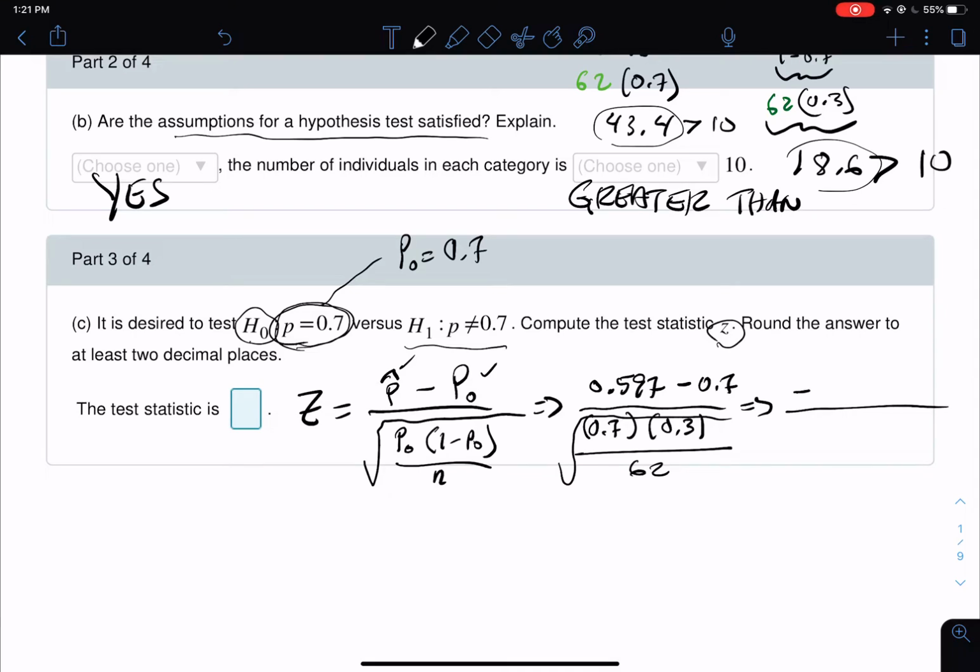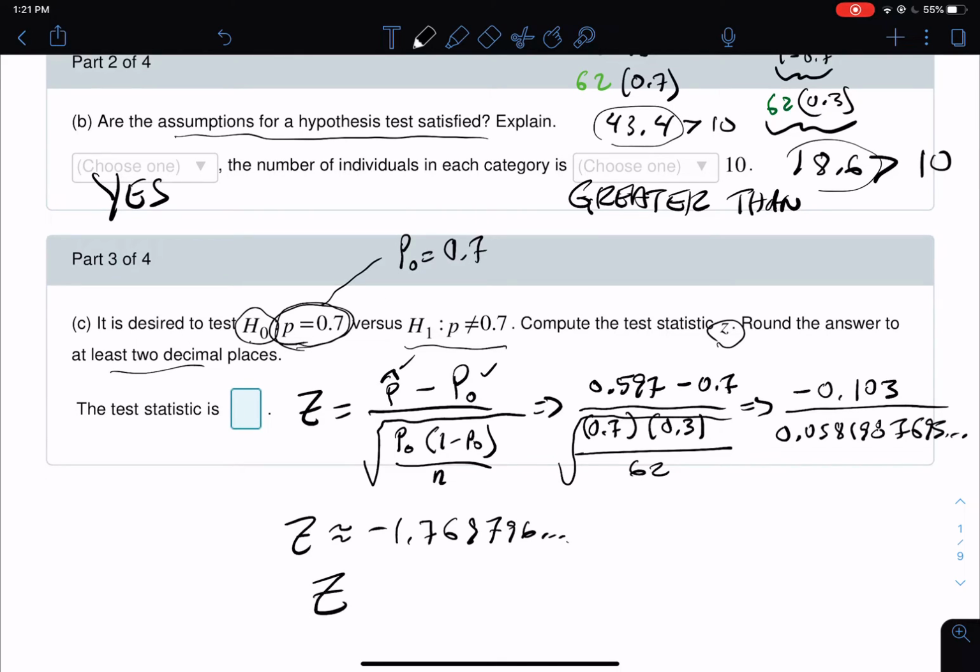Up top we get negative 0.103. Down below we get approximately 0.05819867695, and so on. So we divide that and we get z is approximately negative 1.769796. It says please round to the nearest two decimal places. So we're going to say z is approximately equal to negative 1.77.